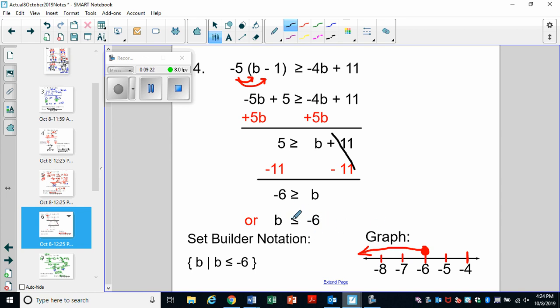Again, make sure we have the wide portion of the inequality, aka the alligator mouth, going towards the negative 6, and the pointy part is pointing towards the b. And then, of course, since it's a less than or equal to, closed circle, arrow to the right. In the set builder notation, this is b, such that b is less than or equal to negative 6.